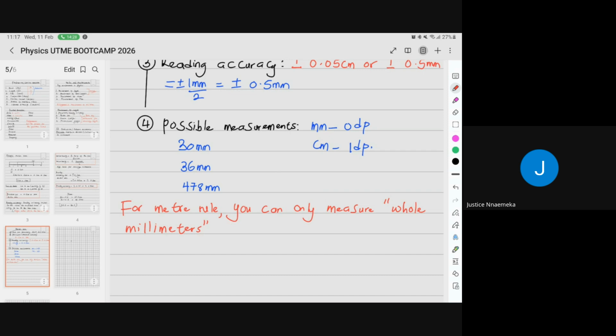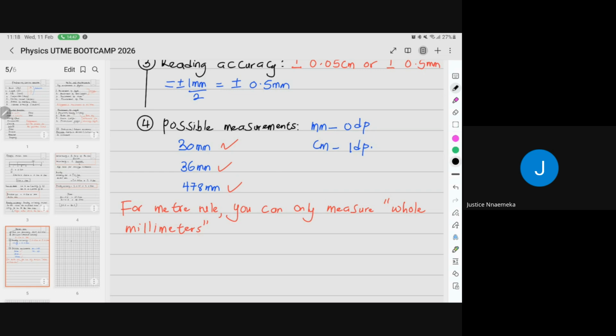That means you're going to have one digit after the decimal point, and that digit can be 0. So that's what it means. So which ones are wrong? It's correct. You can have this. 30 is a whole number if I'm making use of 30 millimeter. 36 is a whole number. 478 is a whole number.